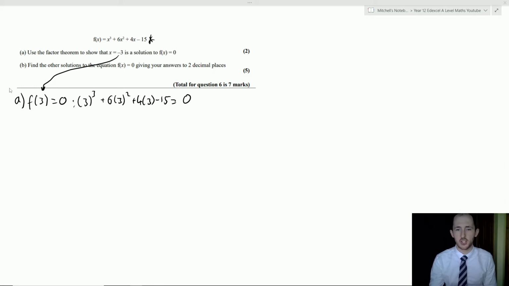And then again, they change the wording. Instead of "solve the equation" or "find the solutions," they say "find the other solutions." But that's only because we have one solution. One solution is x equals minus 3. But it's the same thing. So all we need to do is do that x plus 3 and do the algebraic division yet again.